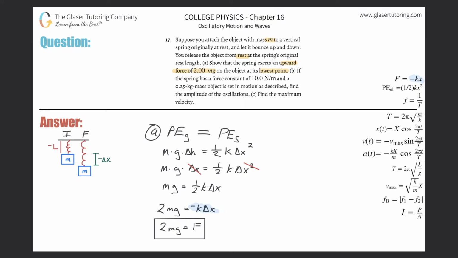So letter B. If the spring has a force constant of 10 newtons per meter and a 0.25 kilogram mass object is set in motion as described, find the amplitude of the oscillations.